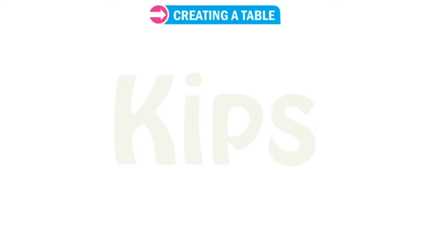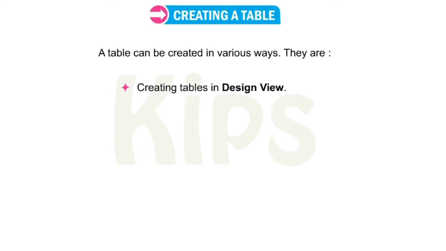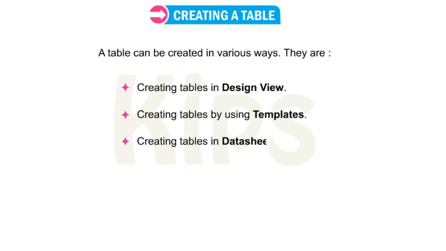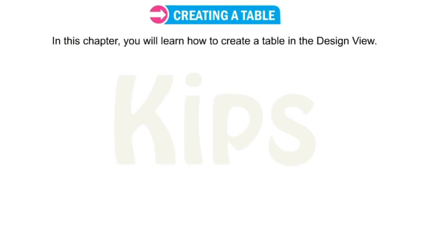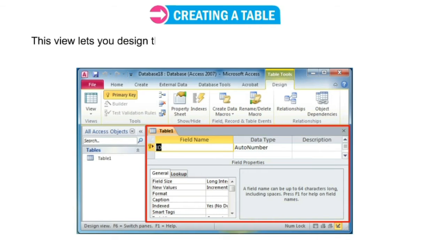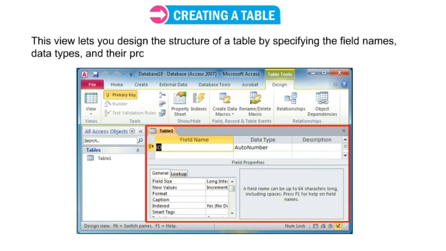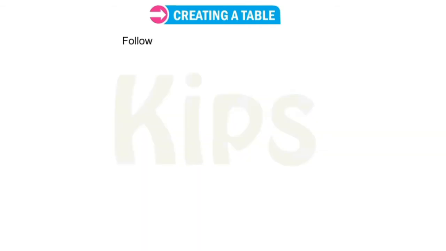Creating a table. A table can be created in various ways. There are creating tables in design view, creating tables by using templates, and creating tables in datasheet view. In this chapter, you will learn how to create a table in the design view. This view lets you design the structure of a table by specifying the field name, data type and their properties. Follow the given steps to create a table.